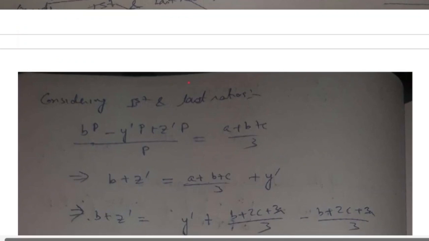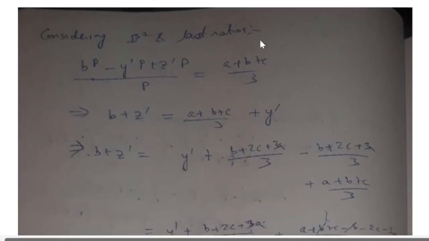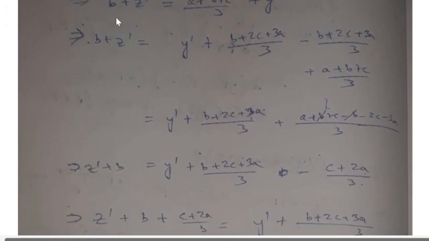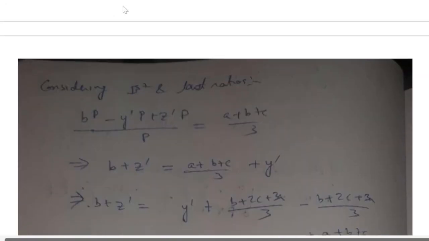So what we are doing here, you are getting three ratios, actually four ratios, 1, 2, 3, 4. This 3 and 1 for the pitch. So you are considering the first and last ratio. If you consider this one and this one, then just simplify it. What I am doing is taking the first one, equating it to (a plus b plus c) by 3. Then you are just simplifying it.